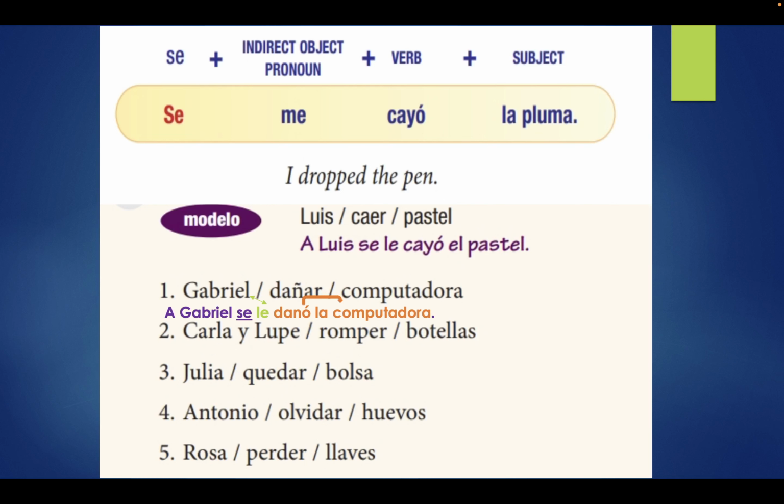Let's try another one. Número dos. Carla y Lupe romper botellas. So Carla and Lupe broke the bottles. So basically, the bottles were broken because of Carla and Lupe.